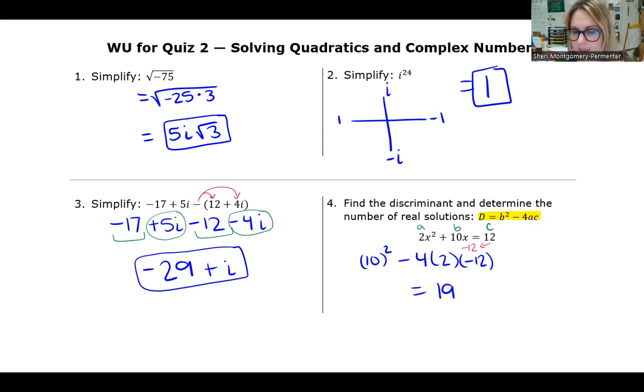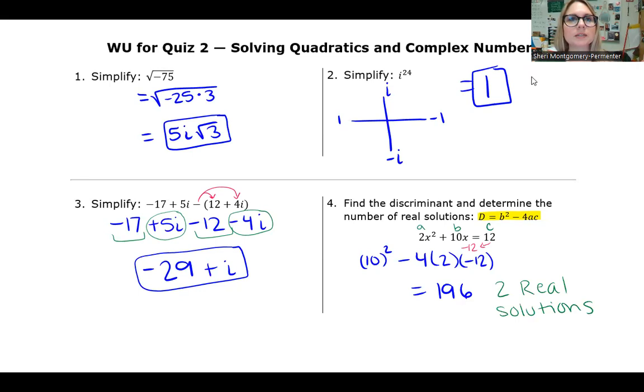Equals 196. What does 196 tell us for a discriminant? 2 real solutions. The discriminant, when it's positive, means you get two real solutions. What if it's negative? You get no real solutions. You get imaginary solutions because you get the square root of a negative number.